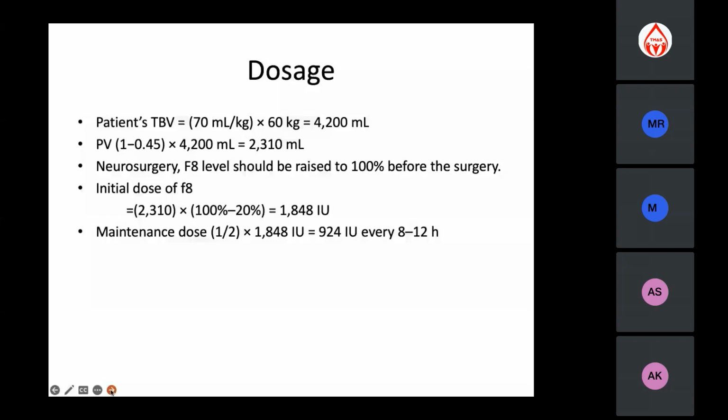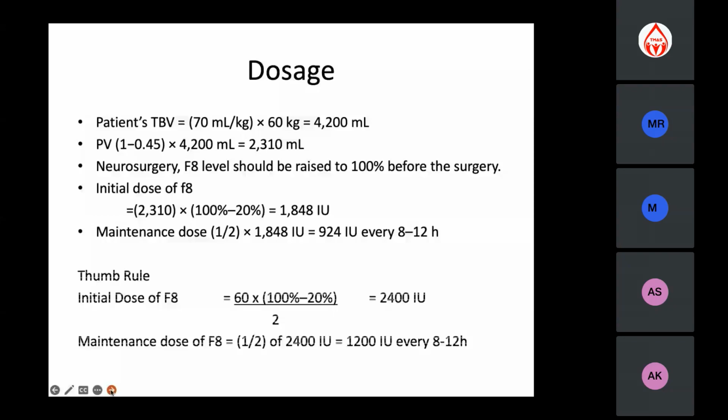And when you use recombinant factors with the thumb rule as a formula, we multiply directly by the recipient's weight, that is 60, into the expected increment in factor levels, that is 80%, divided by 2, because 1 unit raises factor levels by 2% in the recipient. So it comes to around 2,400 international units. And the maintenance dose for factor 8 is half the initial dose, that is 1,200 international units every 8 to 12 hours.